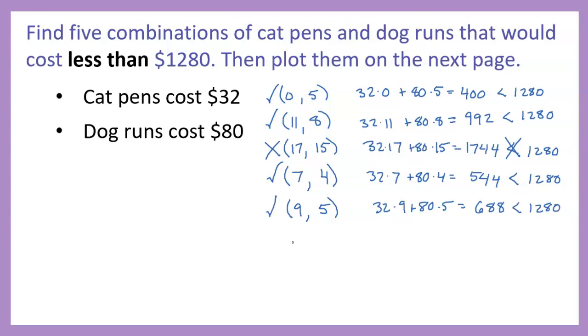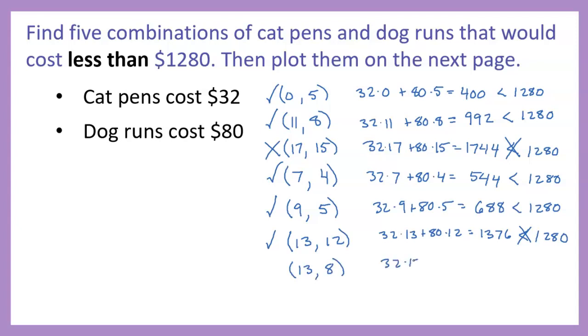Cool. And then let's try one more. Let's try like 13 and 12. That might be too big, but we'll see. 32 times 13 plus 80 times 12. That's, oh yeah, that is too big. That's 1376. That one didn't work. Nope. So we need to go a little bit smaller there. Maybe let's do 13 and 8. Let's try that. 32 times 13 plus 80 times 8.